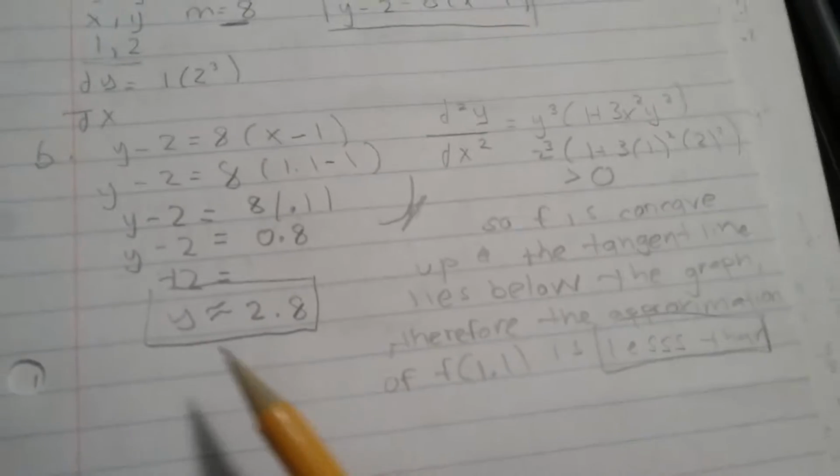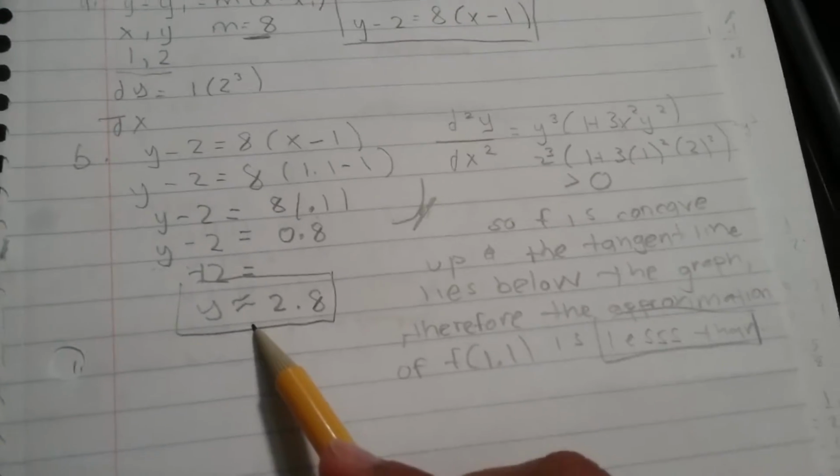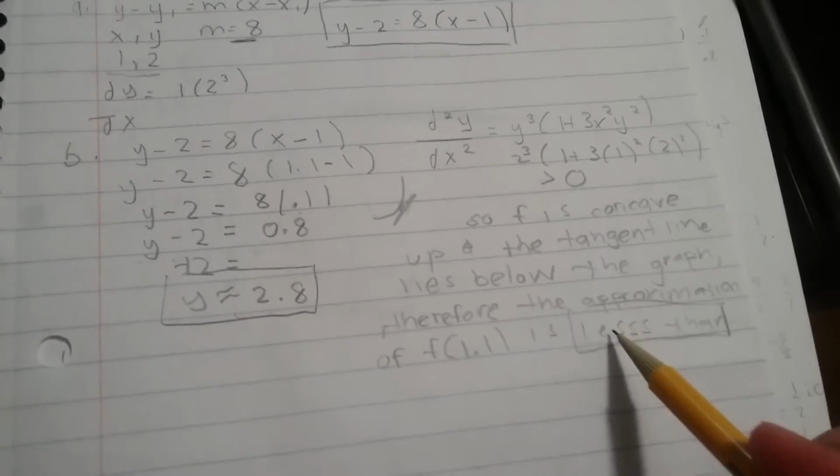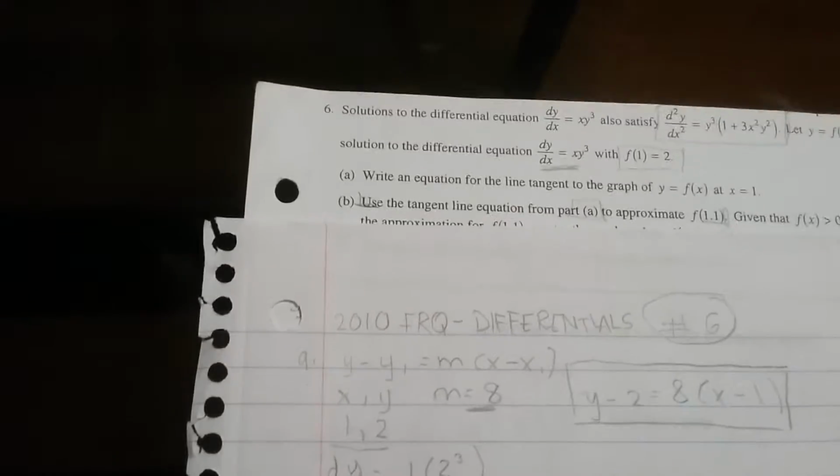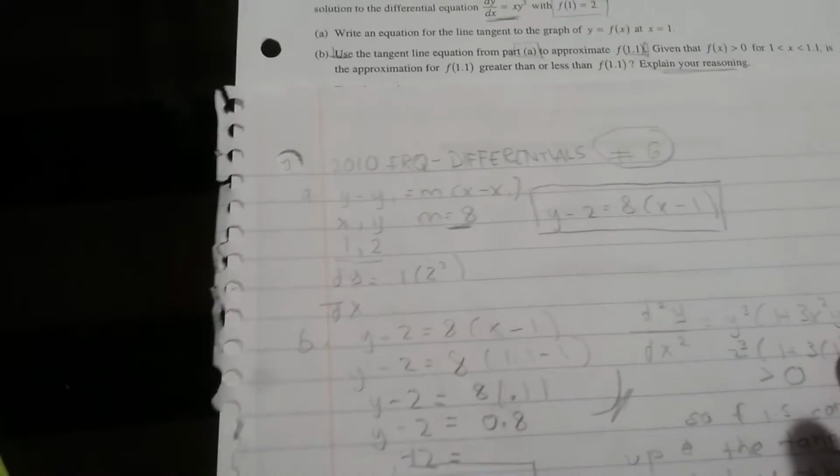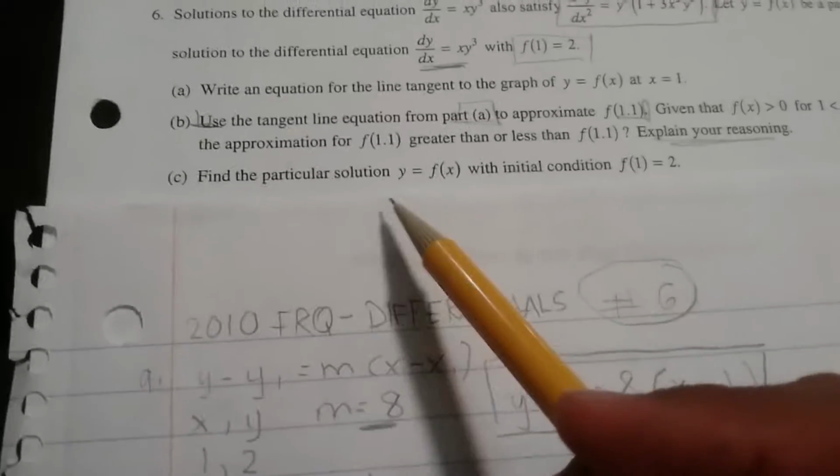So we box in our answers. We got our approximation of f(1.1). Then we determined if it was less than. So that's enough to give us our points. So we can move on to letter C, which is the most important one, because if you know this part, you could probably get the most points out of this.